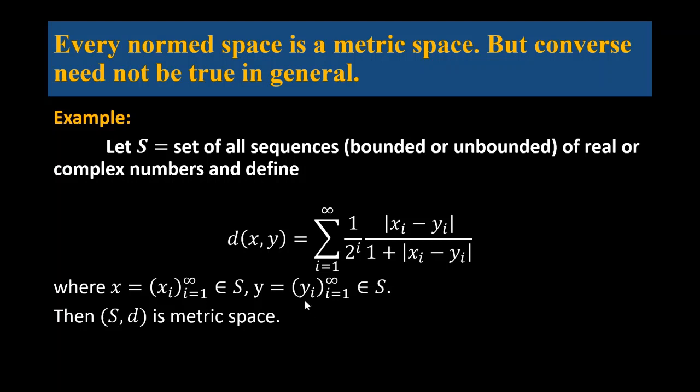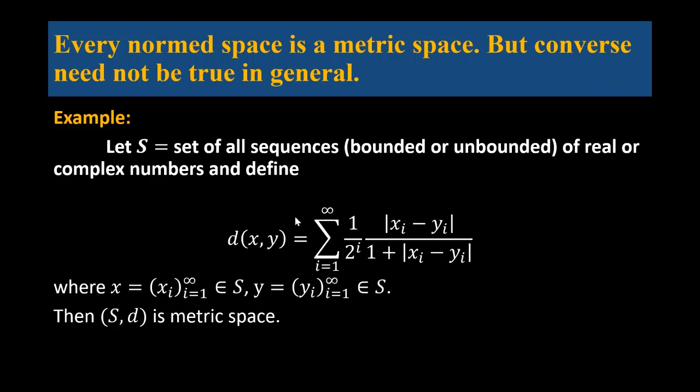Okay, but if we define d(x,y) as norm of x minus y, and we fix y equal to 0, that means d(x,0), then we can get norm of x only. Then our definition becomes the summation, i varies from 1 to infinity, of 1 by 2 raised to i, mod x_i divided by 1 plus mod x_i.